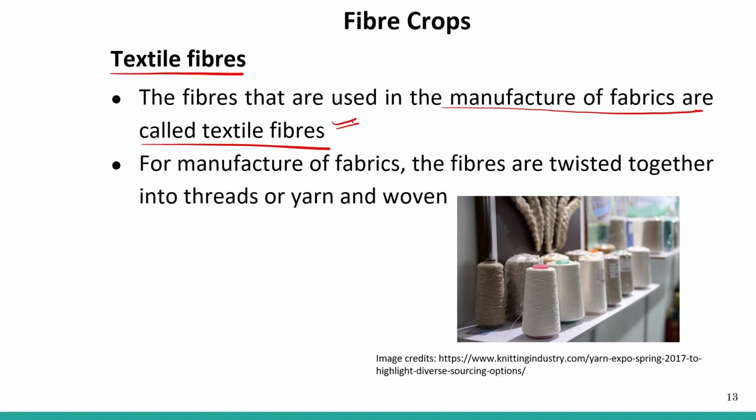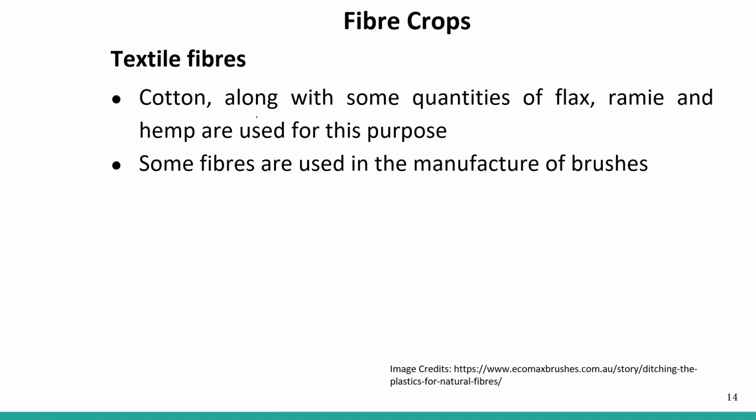Textile industries are basically based on this. The fibers that are used for the manufacture of fabrics are called textile fibers. For the manufacture of fabric, the fibers are twisted together into threads or yarn and then woven. So here you can see the threads. These are made from the fibers and used for making clothes, and that is textile. That is why they are called textile fibers. Cotton along with some quantities of flax, ramie and hemp are used for this purpose.